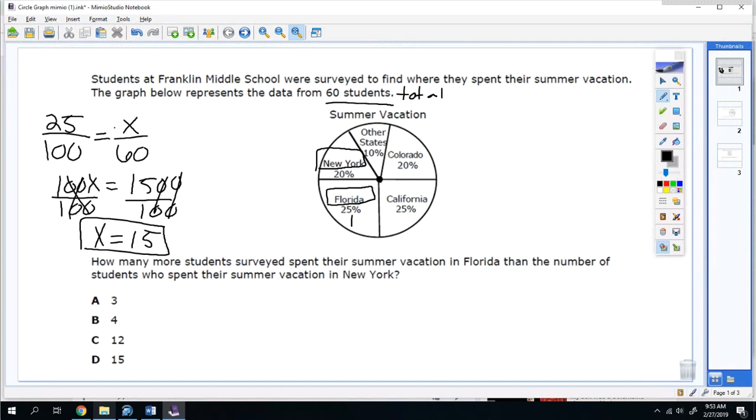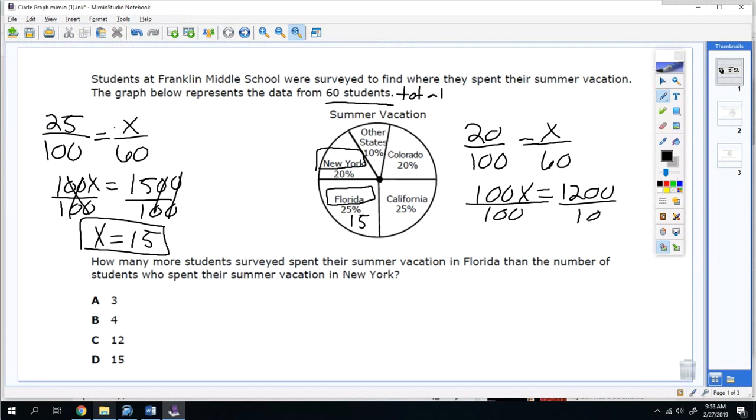So that's Florida. I'm going to write 15 in Florida. Now I'm going to do New York. New York is 20%, so it's going to be 20% over 100, which is equal to x over 60. So you cross multiply, you get 100x. 20 times 60 is 1,200. Divide 100 by 100 on both sides. Cross off the zeros. Cross the hundreds off. And you get x equals 12. So New York is 12.